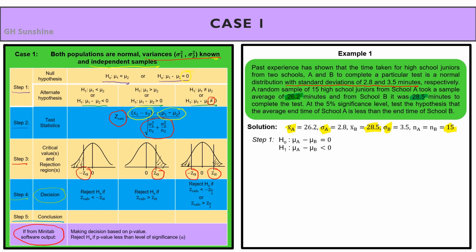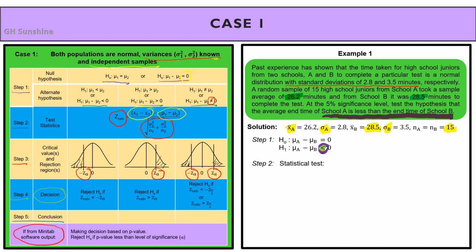Okay, next, set up the hypothesis, the first step. The symbol used is less than: mu A minus mu B less than 0. Why? Look at here, less than: the time of school A is less than the time of school B. That's why it is less than. Or you can write it as mu A less than mu B.